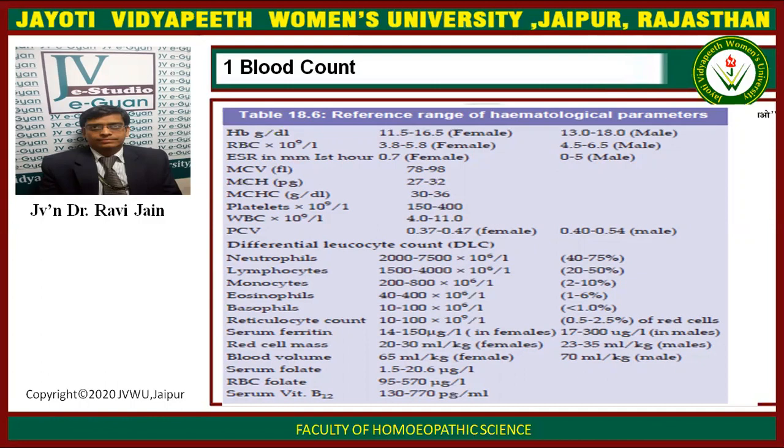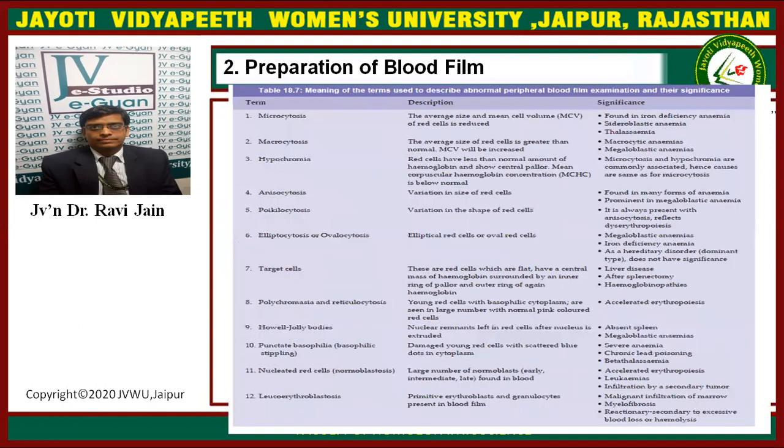You have to check for lymphocytes, monocytes, eosinophils, basophils, reticulocyte count, serum ferritin, red cell mass, blood volume, serum folate, RBC folate, and serum vitamin B12. The range of each of them is mentioned in front of you. So you have to check for all these details, because each one of them has its own significance in the hematological disorder. Then you have to prepare a blood film for various things.